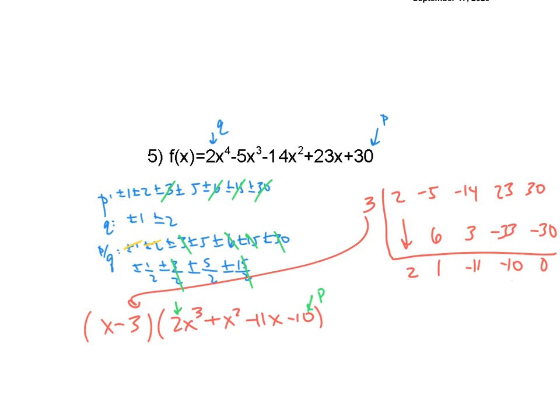All right, so I'm going to bump up where I left off. What should we try? We tried 1, we tried 2, we tried 3. Should we try 5? Or maybe you want to try a negative number? You get to pick. I'll try 5. All right, I drop down my 2. I multiply, I get 10. I add, I get 11. I multiply, I get 55. I add, I get 44. I multiply, I'm looking at this saying, okay, that's not going to get me a remainder of 0. Let's try again.